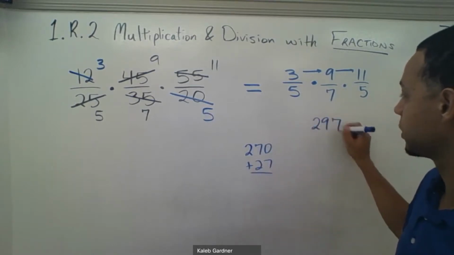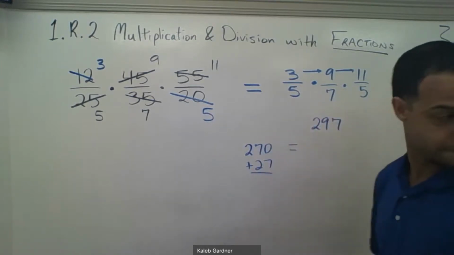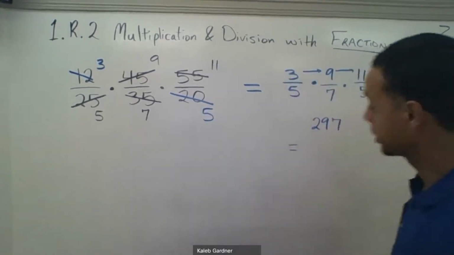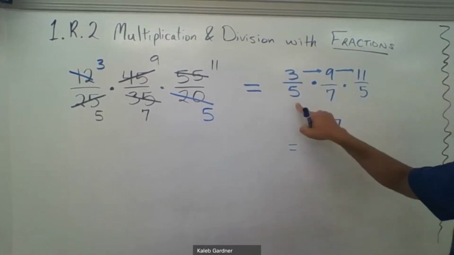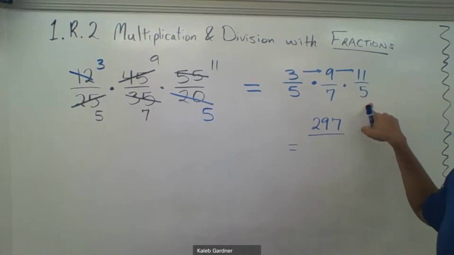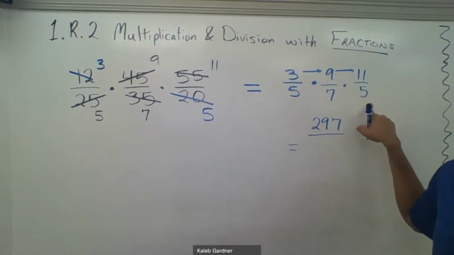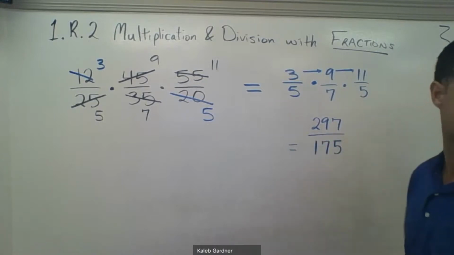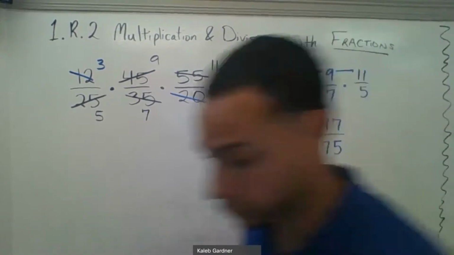$297, sorry, took me a little while. I apologize. All right, over 5 times 7, which is 35, times 5, which is 175, I think. I might need to get my calculator, y'all. Hold on a second.